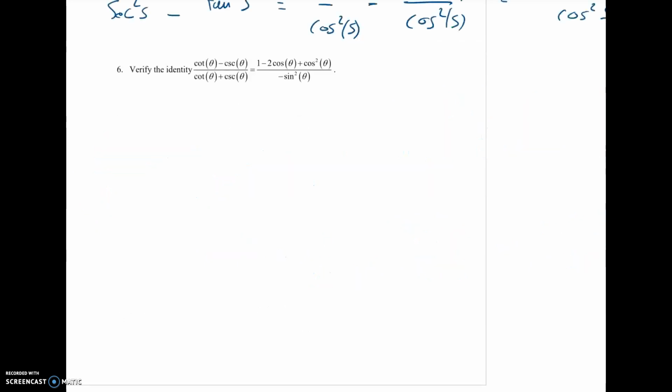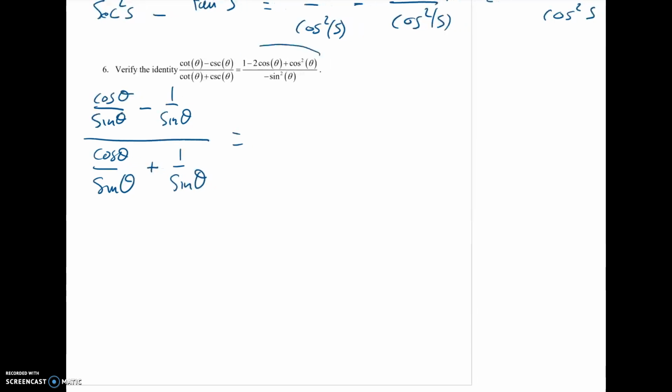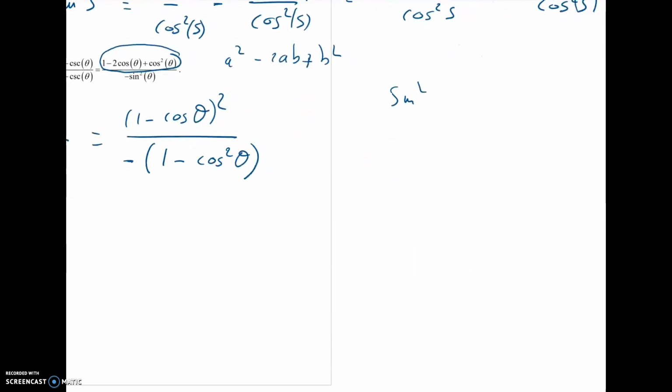Alright, finally in this last example, what do we have? First of all, I'm going to express the cotangent as cosine over sine, minus the cosec, which is 1 over sine of the angle, divided by cosine over sine plus 1 over sine, and that is supposed to be equal to 1 minus 2 cosine theta plus cos squared theta, all over what looks like a squared minus 2ab plus b squared. So basically what we have is (1 minus cosine of the angle theta) squared divided by negative sine squared, and negative sine squared is negative (1 minus cosine squared of the angle theta), because I do remember that sine squared of the angle theta equals 1 minus cosine squared theta.